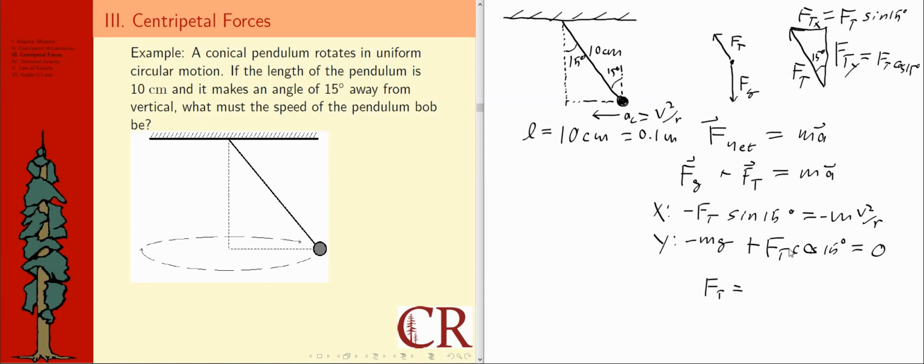But I think that f sub t, based on the y component formula, is going to be equal to mg divided by cosine of 15 degrees. So what I did there is I added the mg to the other side, divided by the cosine of 15 degrees.